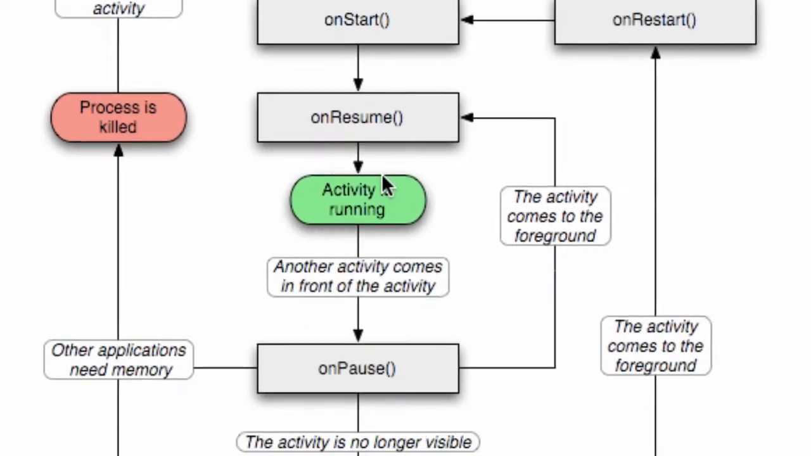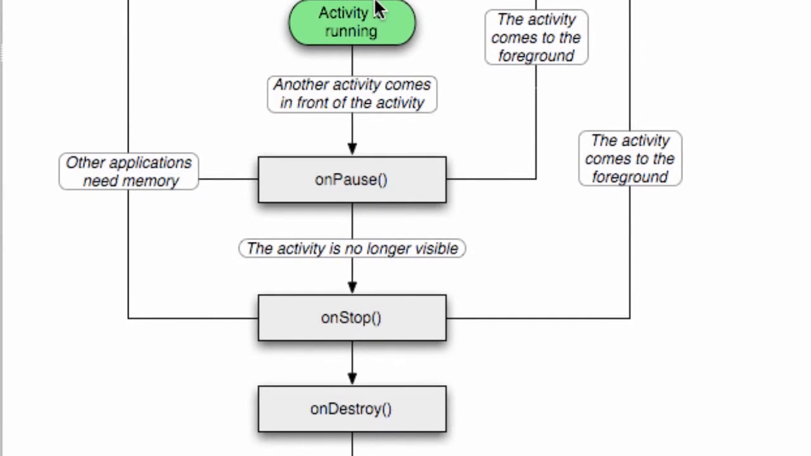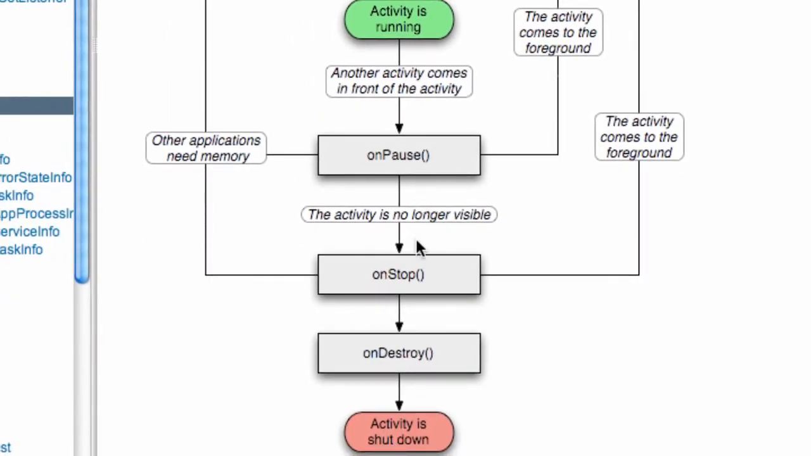Now, if our activity is running and we get a text message, or for example, if our splash activity starts a new activity, the splash activity is going to go through an onPause, and when it's no longer visible, it's going to call an onStop method. So basically the most important one is the onPause, but if our activity gets shut down, it's going to call the onPause, onStop, and onDestroy.